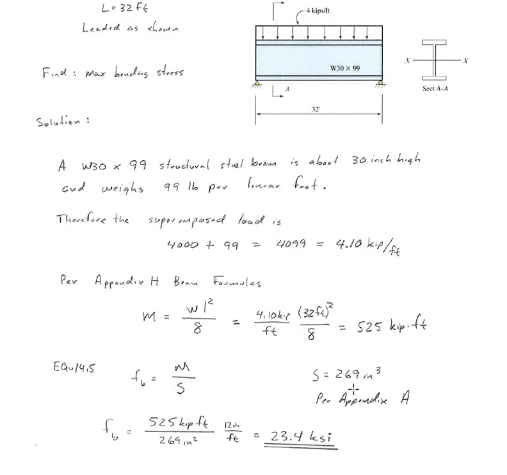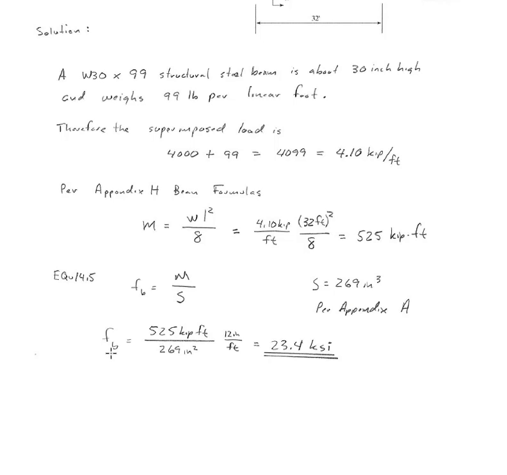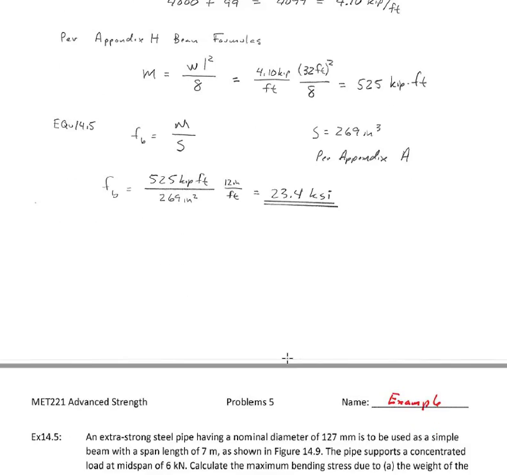Okay, when I go to Appendix A and look up this W30 by 99 beam, I can find what the section modulus is. Section modulus is displayed in Appendix A as 269 cubic inches. Therefore, my maximum bending stress is 23.4 ksi.